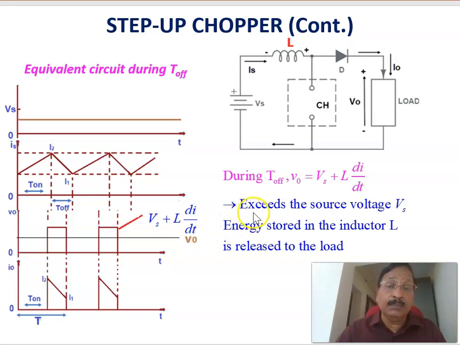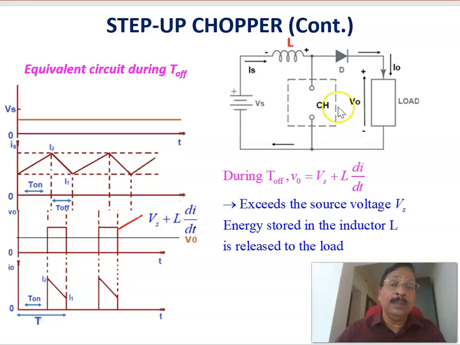Because we are adding L di by dt to Vs, this exceeds the source voltage Vs, and the energy stored in the inductor L is released to the load. Therefore, when the chopper switch is switched off, whatever energy is stored in the inductor is released to the load. That is what happens during the off period of the step up chopper. This is the equivalent circuit during the off period, and the voltage during the on period is 0, while during the off period it is equal to Vs plus L di by dt.